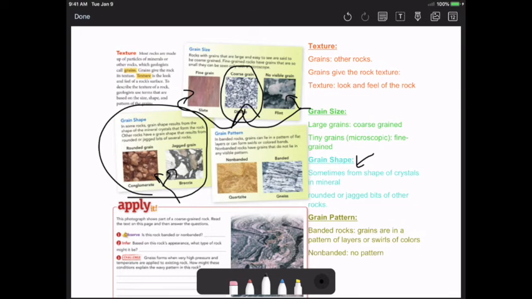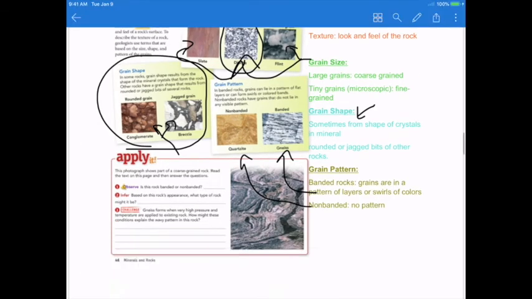So then we have grain pattern. So you have banded grains, which are grains in a pattern of layers and swirls. So that's like that gneiss right here. So you can see the swirls and there's layers. Non-banded, there's really not a pattern. So the quartzite here, it doesn't lay in a pattern. All right, let's go on to the next part.